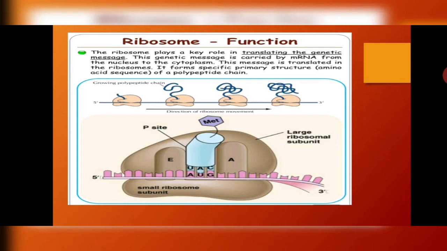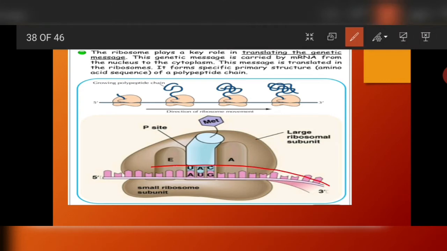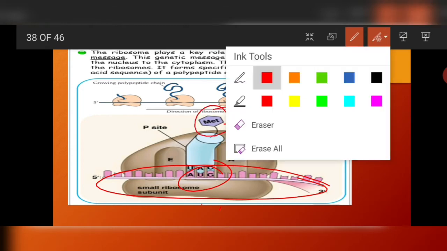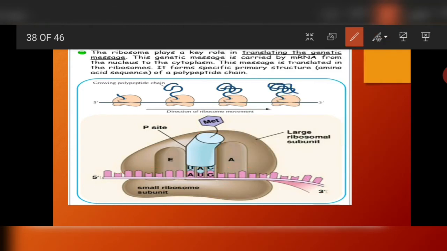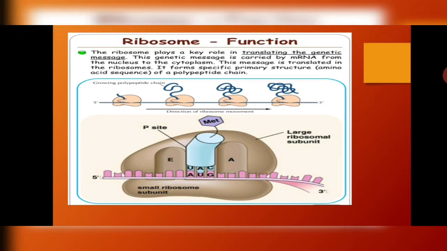So they are useful here, especially the mRNA. Can you see here in this diagram? This mRNA is trapped between the ribosomes and the code over it is read in order to convert it into a polypeptide chain which will lead to the formation of protein further.